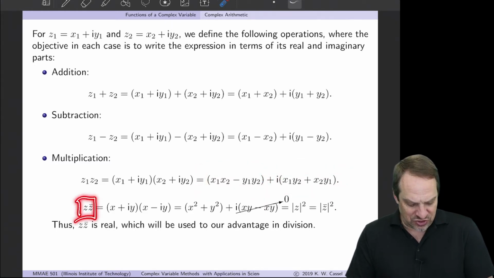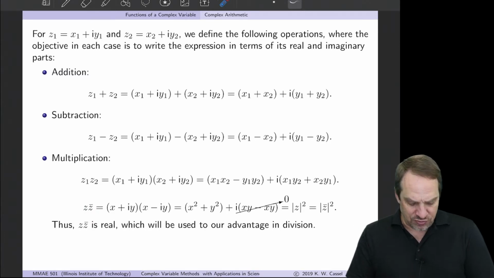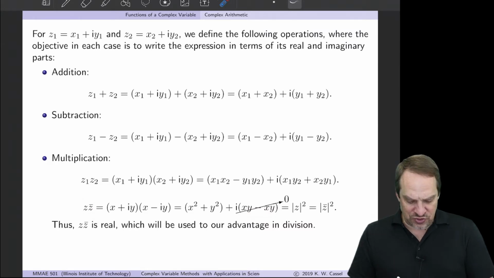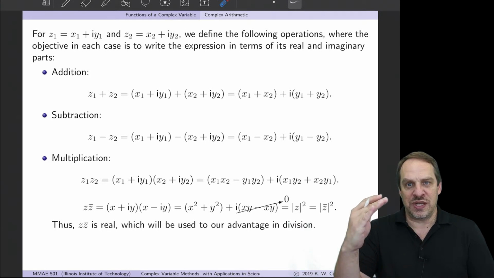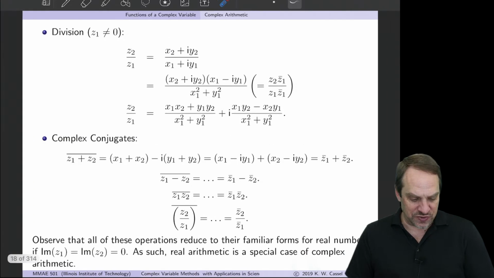Now here's an interesting special case. If I have z and its complex conjugate, and I take the product, and I go through the same exercise, we'll actually end up with the real part being x squared plus y squared, and the imaginary part actually turns out to be 0. So this is handy because the product of z with its complex conjugate is always real. Not only that, it's equal to the square of the modulus of z. Remember, that's r, that's the distance from the origin to our point z. More importantly, the product is always real, and that's going to be helpful in division.